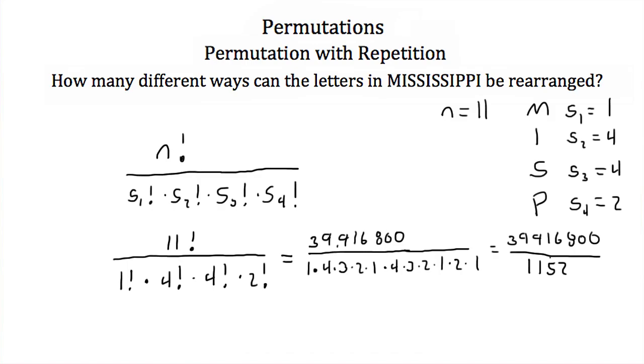So 39,916,800 divided by 1,152 is 34,650. So there are 34,650 different ways that the letters in Mississippi can be rearranged.